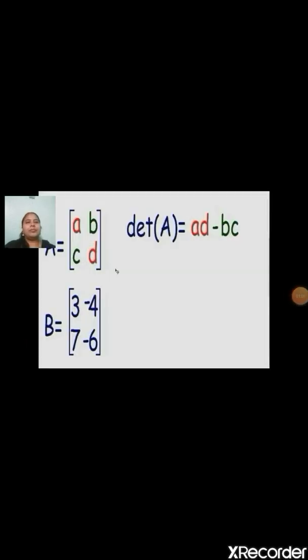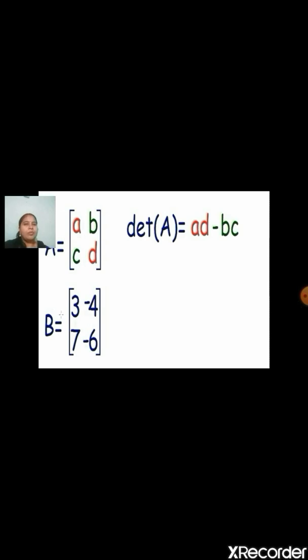So in this video, we're going to find the determinant of a 2 by 2 matrix. Let's start with this 2 by 2 matrix A. I generalized it and used letters instead of numbers, just so you can see the formula better. The determinant of this matrix A is equal to A times D minus B times C. Notice how A times D is the red diagonal of this matrix, and B times C is the green diagonal of the matrix.